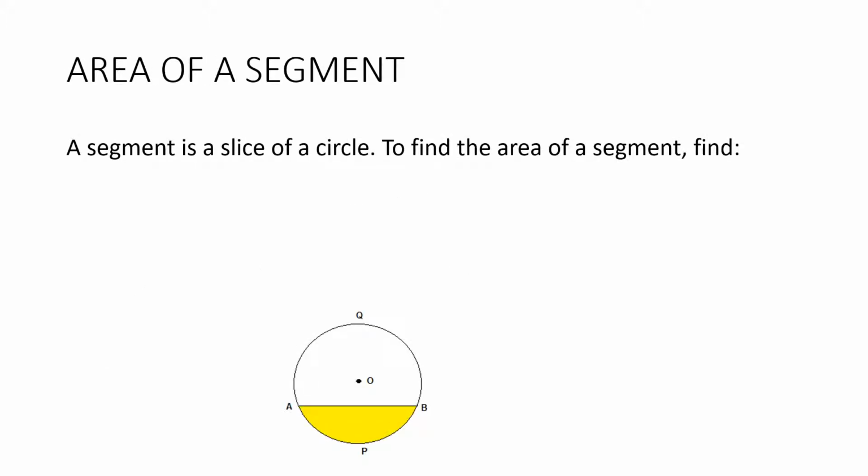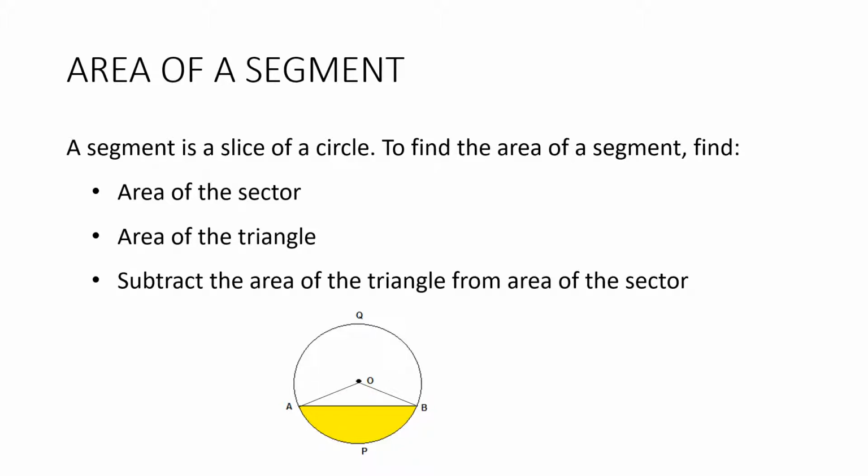So let's finish this section with area of a segment. Now a segment is a slice of a circle, like this yellow part here. And if we want to find the area of a segment, then firstly we're going to find the area of the sector, which is this here, and then find the area of the triangle, and then subtract the area of the triangle from the area of the sector.